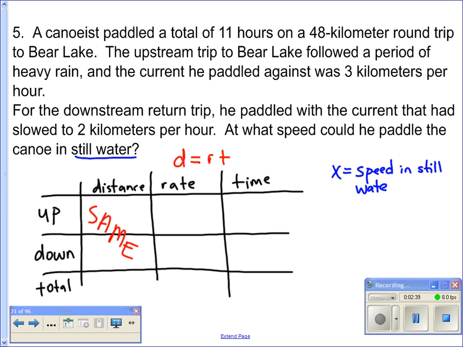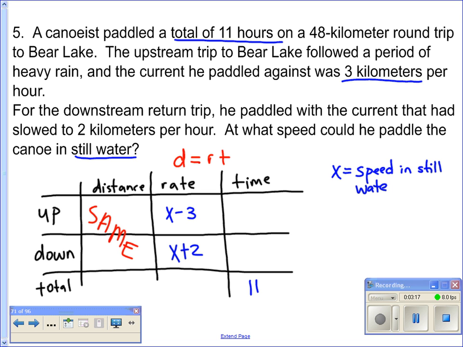Okay, so we're going to keep that. So his rate going upstream is going to be a little bit slower than that. And how much slower? Well, it was the 3 kilometers per hour current that he was paddling against. Now going the other direction, it was helping him out, but it had changed slightly because the rainstorm had calmed down by that time. Now when we talk about the time, it tells us that the total time was 11 hours. So this is 11, we know that.